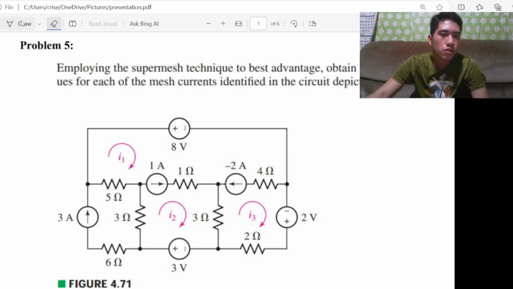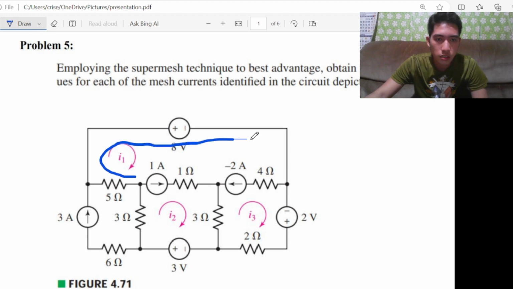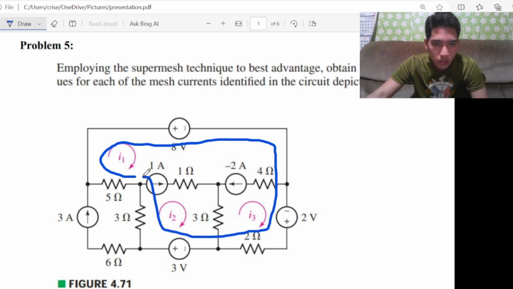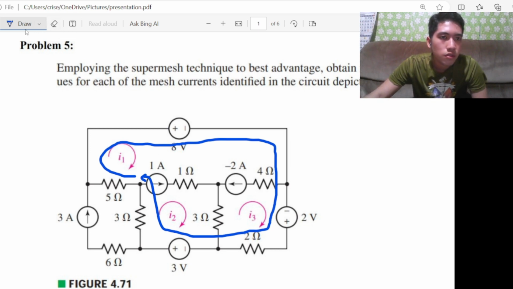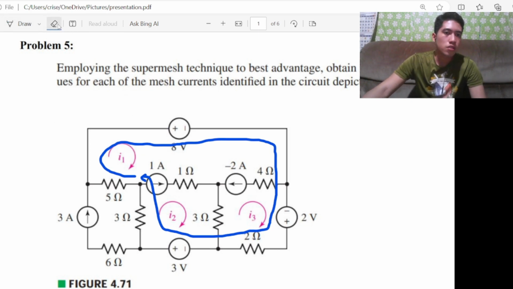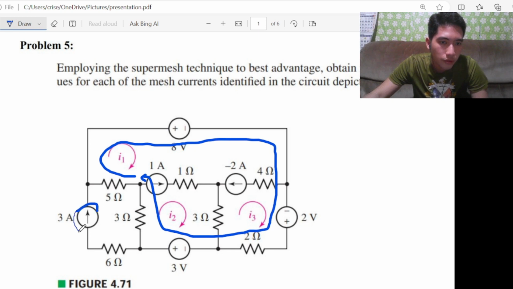To use the supermesh technique, we must find the loop that we must abide by. As we can see, the only loop that is possible is going from this to this. This is the only loop that we can use for the supermesh technique, which goes from 5 ohms to 3 ohms. The reason we could not use the supermesh technique in other paths is because some of these paths have current sources, such as this, and this.